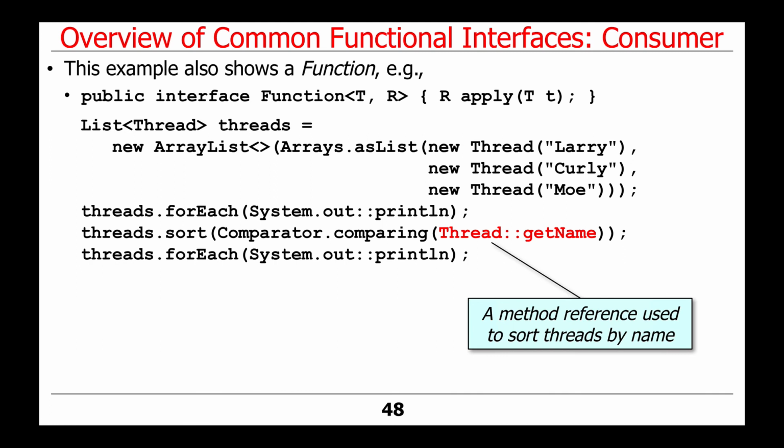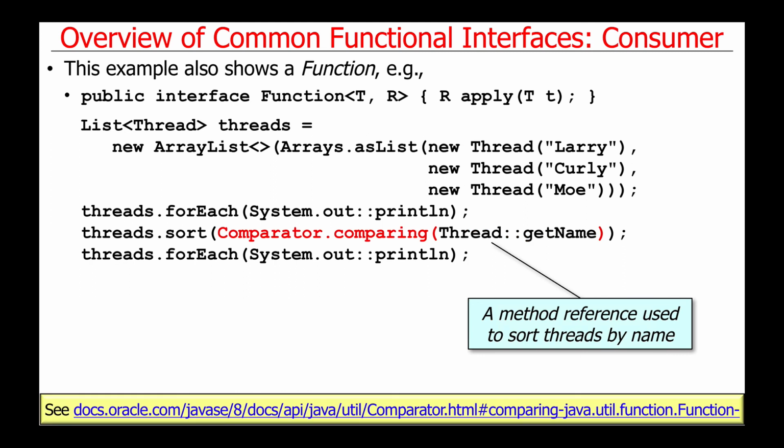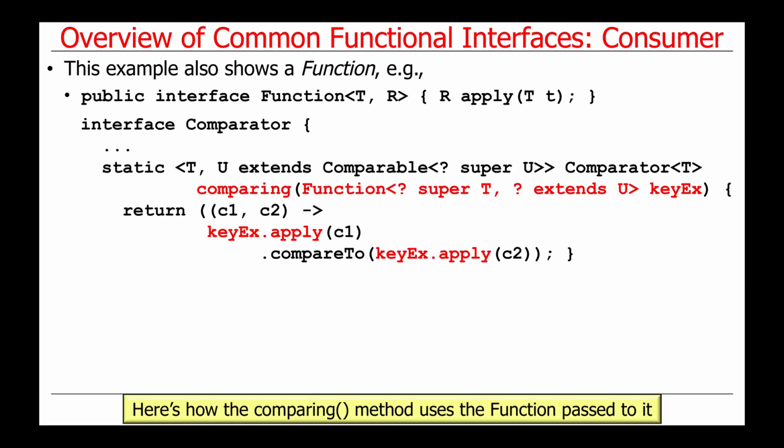So of course, there's a method called getName that's part of each thread, and you can use this in order to get the string name. And we use this essentially as the comparator for the sort method. So there's a Comparator.comparing method that takes in a method reference, and it uses it when we're doing the sorting. So let's take a look at this and see how it works under the hood.